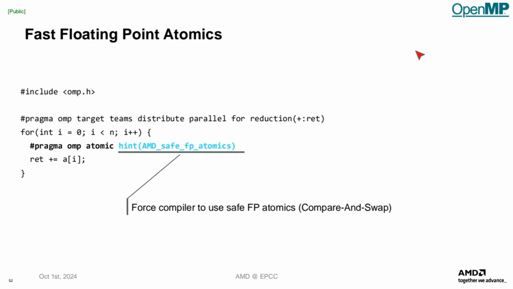Another way is to change my hint and say, well, I'm okay not having this fast implementation of my FP atomics, but I want it to be safe. And this is going to result in an implementation that uses a compare and swap to implement these atomics. So it's much lower performance than the fast FP atomics variant.